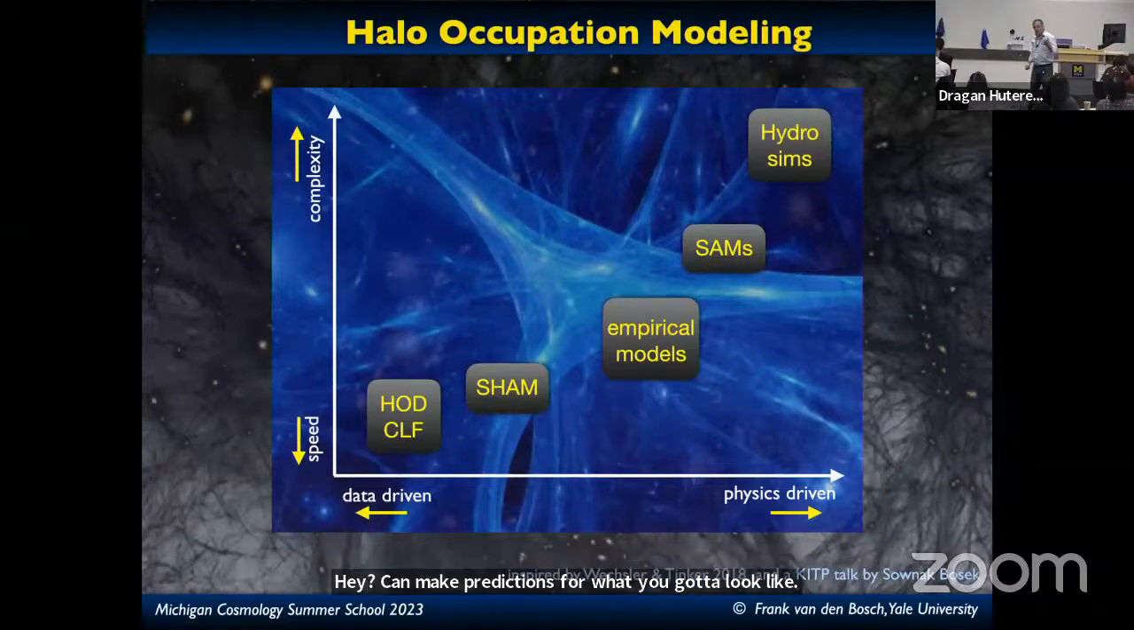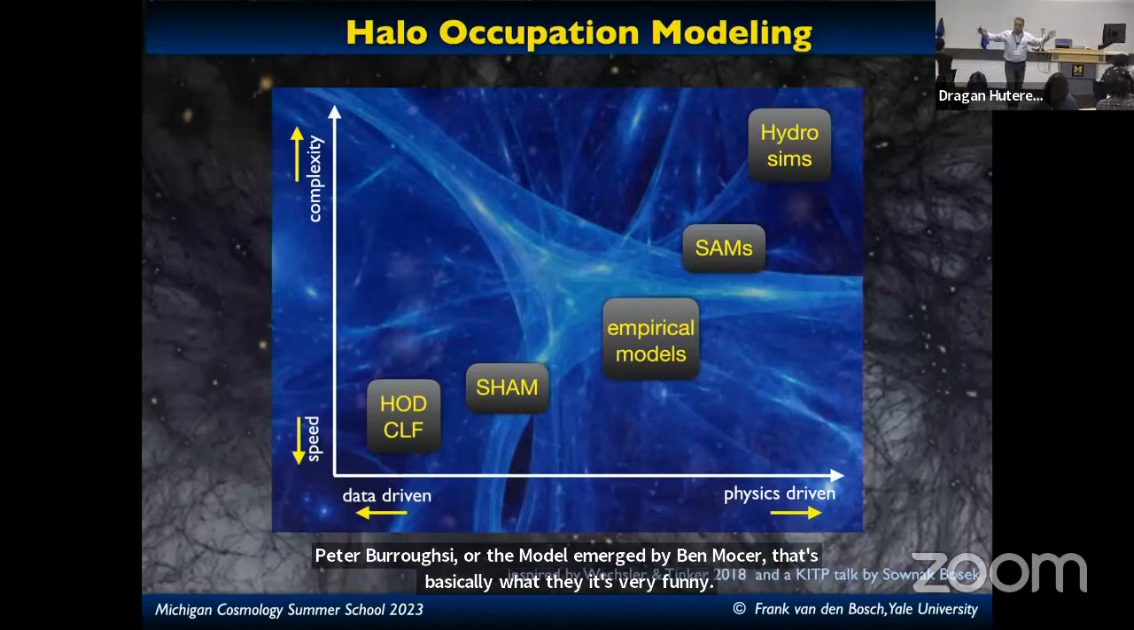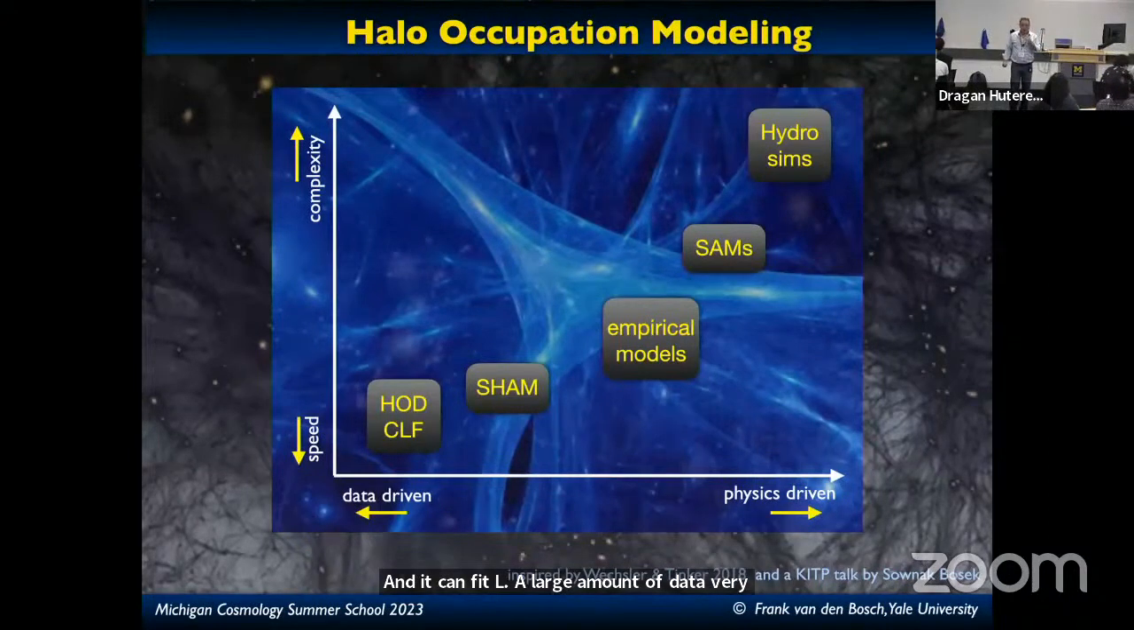Okay, and this is empirical modeling. It's become very popular recently. If you have heard of the UniverseMachine by Peter Behroozi, or the model EMERGE by Ben Moster, that's basically what they do. It's very fast, and they can fit a large amount of data. Very powerful. You keep going to simpler models, and you end up at some point at subhalo abundance matching, which is SHAM.